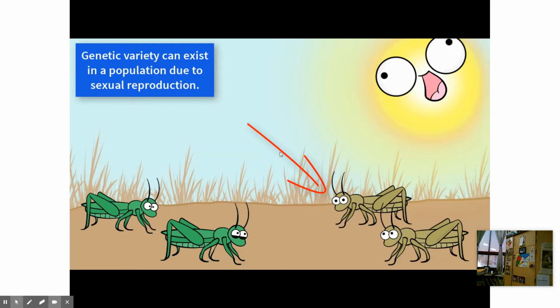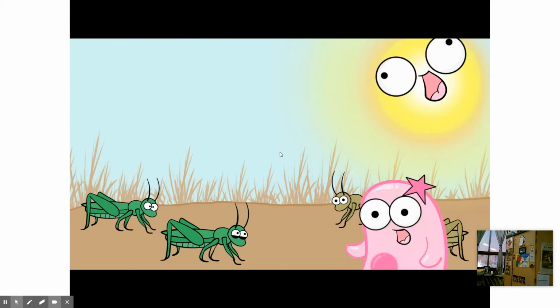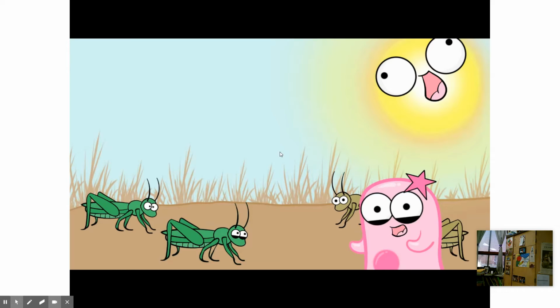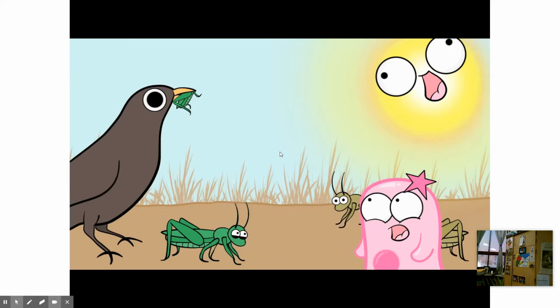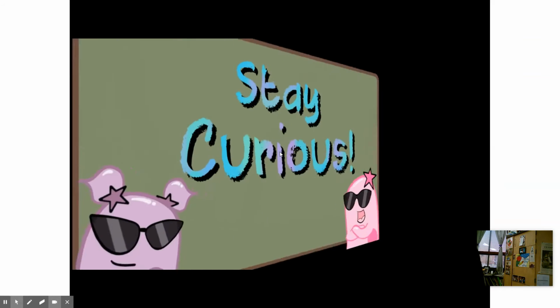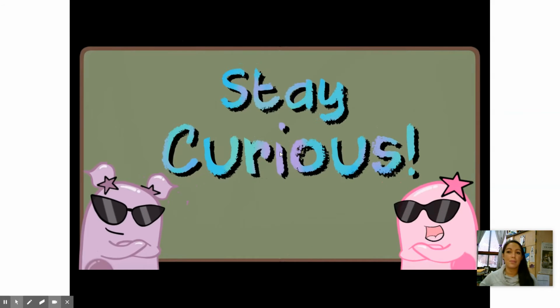Those grasshoppers with the advantage potentially could have higher fitness. But see, that variation is present in the first place because of sexual reproduction. There are definite benefits that come with variety. Well, that's it for the Amoeba Sisters, and remind you to stay curious.